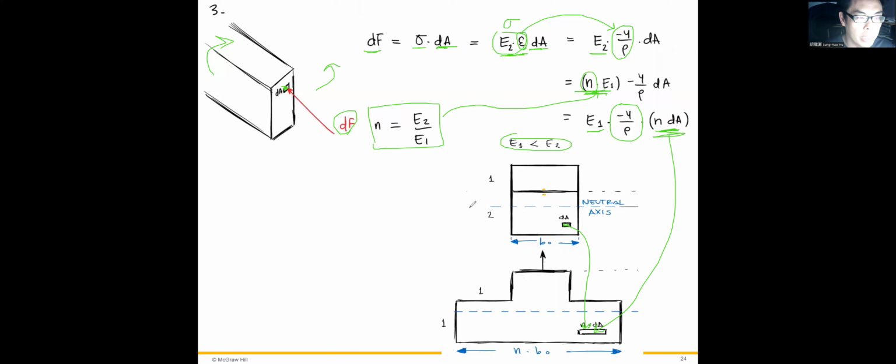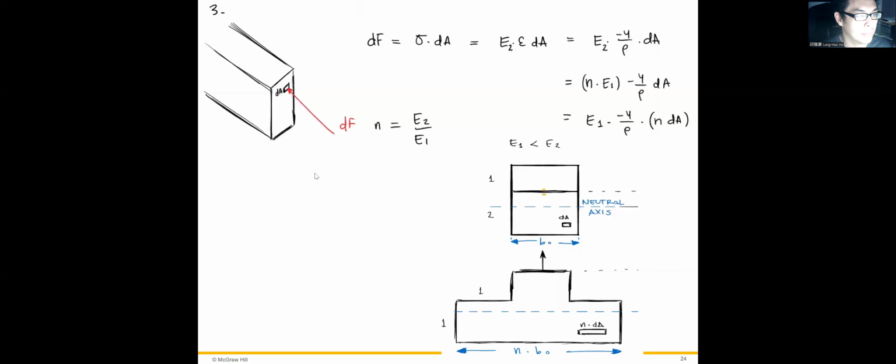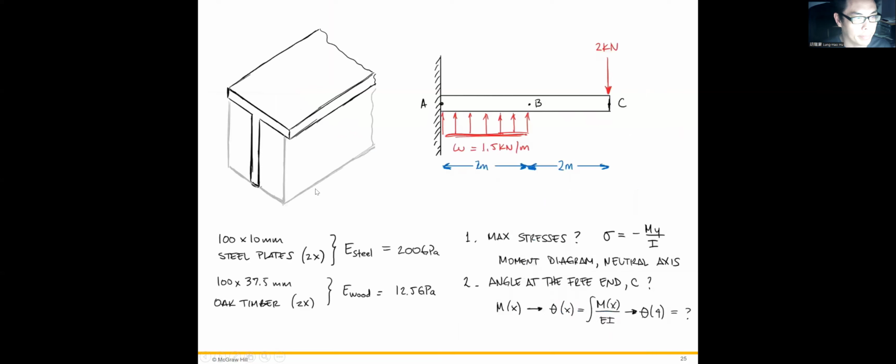Okay, so in this case, the neutral axis is located at the same place. It will not change. Okay, the neutral axis remains no matter whether it's composite or a single material. Okay, so like this.